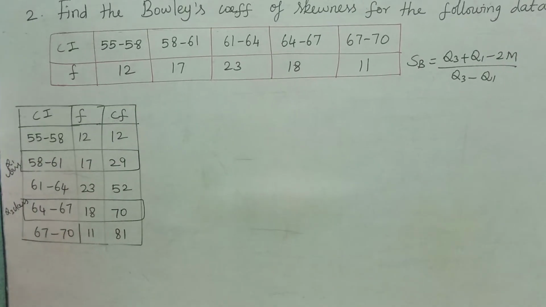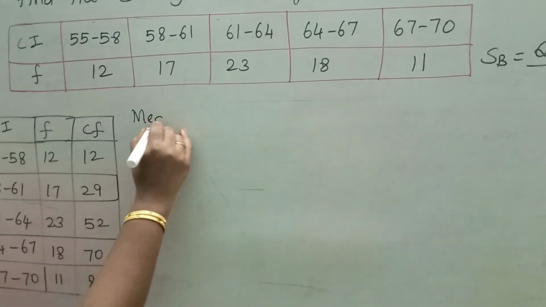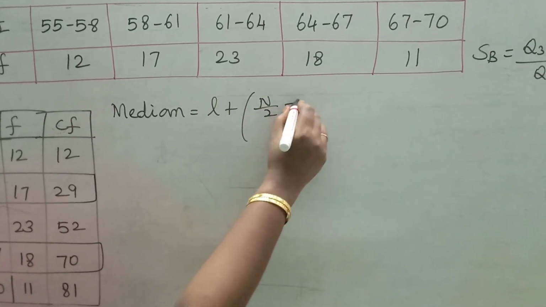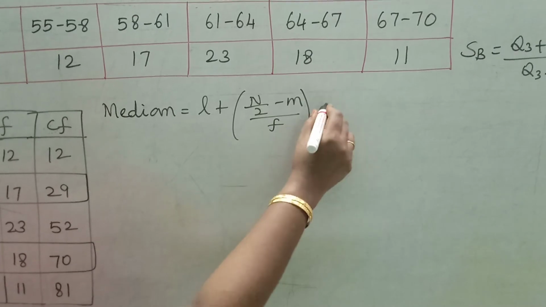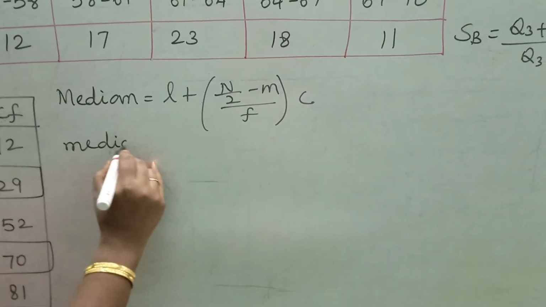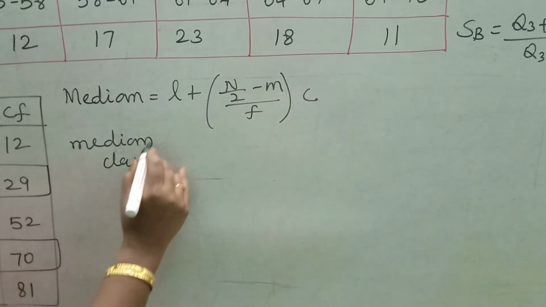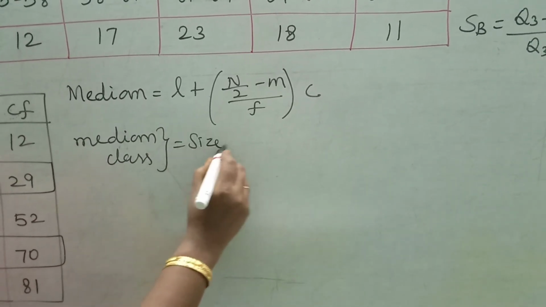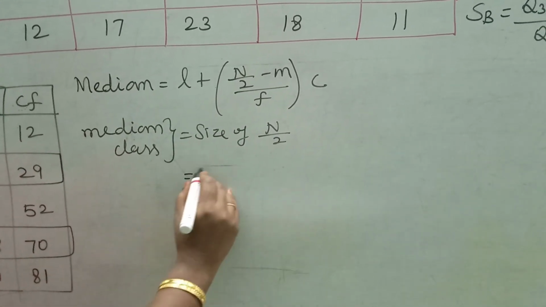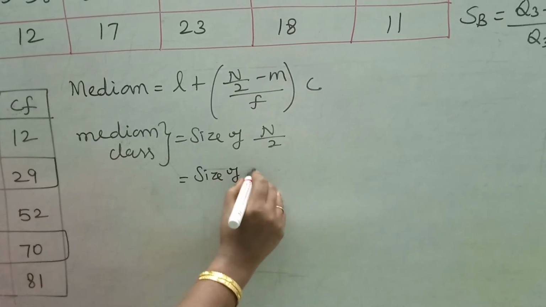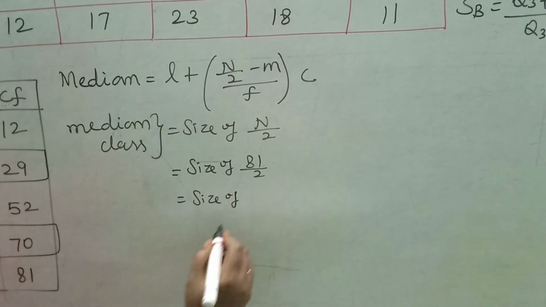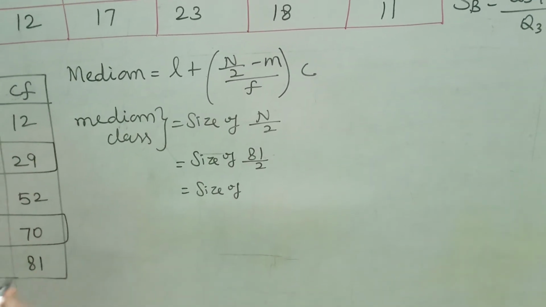We are going to find the median. Median formula is L plus n by 2 minus m by f into c. We have to find the median class. Median class formula is size of n by 2. In our sum, n is 81. Size of 81 by 2. 81 by 2 is 40.5.